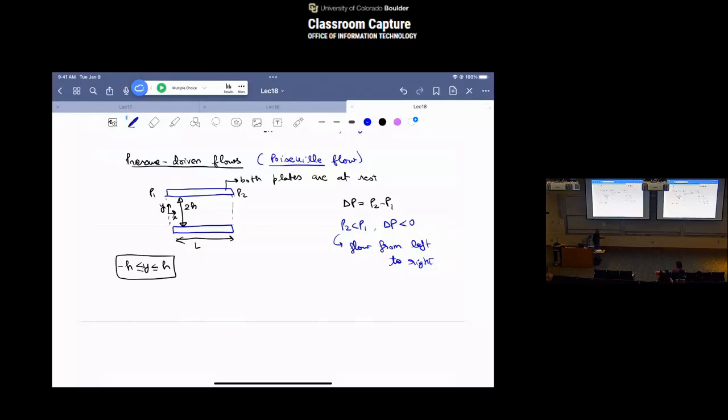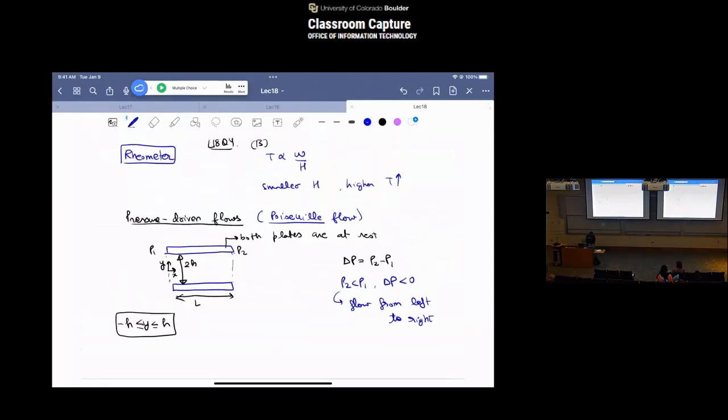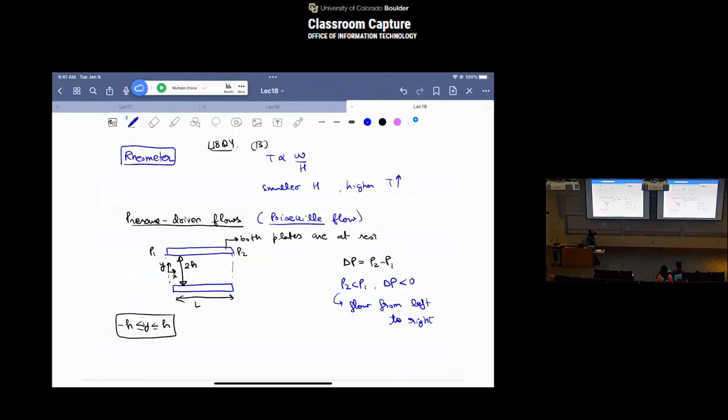All right, so we are discussing pressure-driven flows. We want to have a pressure difference driving the flow, so the plates are at rest. And what we want to focus on really is trying to calculate the velocity profile. But some assumptions before we move on further.